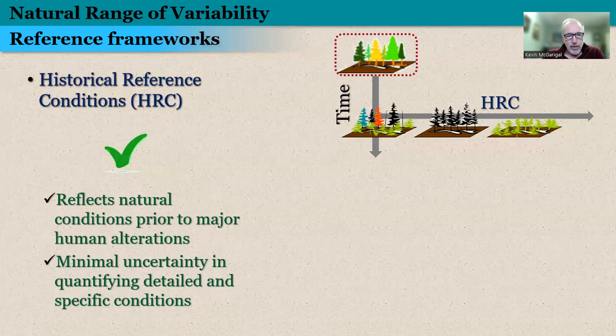Another advantage here is that there's minimal uncertainty in quantifying detailed and specific conditions, much like the CRC approach, because where the data is available to implement this approach, usually the historical vegetation data can be measured directly with very little uncertainty, giving us, again, high confidence in our detailed and quantitative conditions.